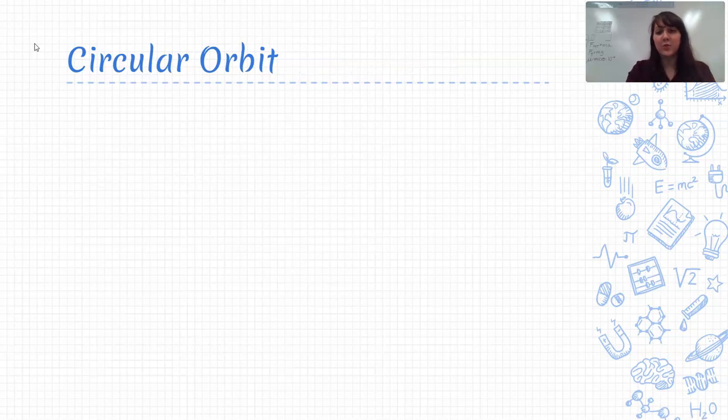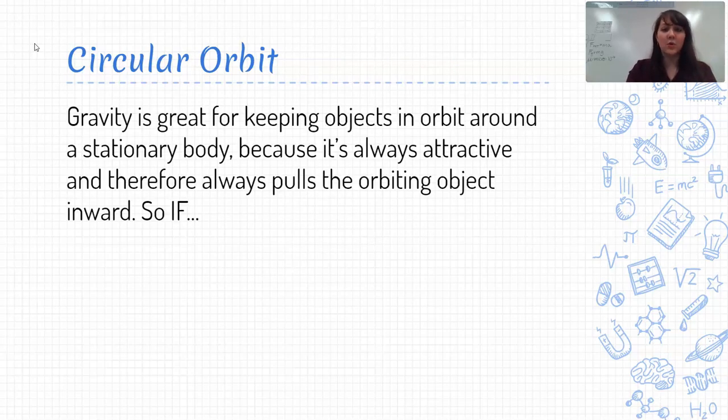So let's pull that over now to the idea of orbit. Now, gravity is really good for maintaining orbit because gravity is always attractive, which means that that force is always going to be inward towards some central point. So it automatically takes care of that whole inward force requirement for circular motion.